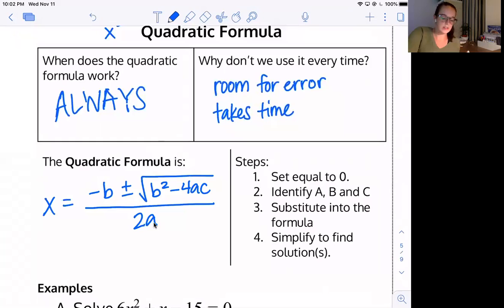So there are 4 major steps here. We're going to set the equation equal to 0. We're going to identify what a, what b, and what c is so that we can plug them into the equation. We're going to substitute them into the formula, so actually plug them in. And then we're going to simplify what we have. So those are the major steps.